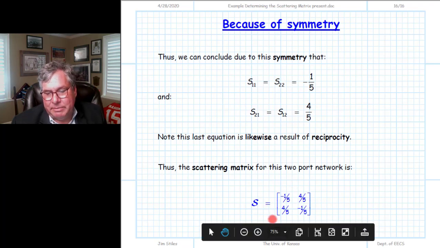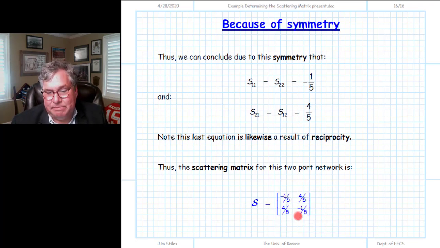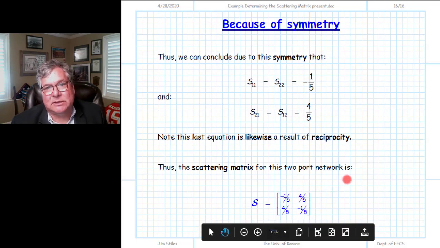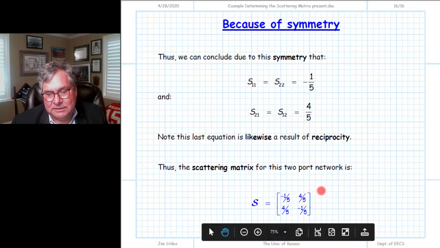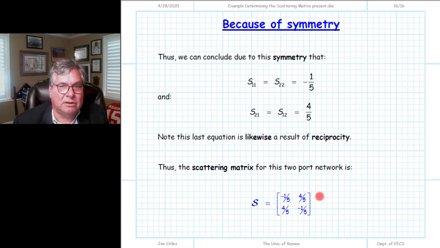Again, we look at the scattering matrix here, and from the scattering matrix alone, we could determine a lot of things about this device. We could determine it was not matched. It's not a matched device. Otherwise, S11 and S22 would be equal to each other, or equal to 0, rather. We could see that it is symmetric. The level of symmetry would be D1 symmetry, and we could tell that it is a lossy device.